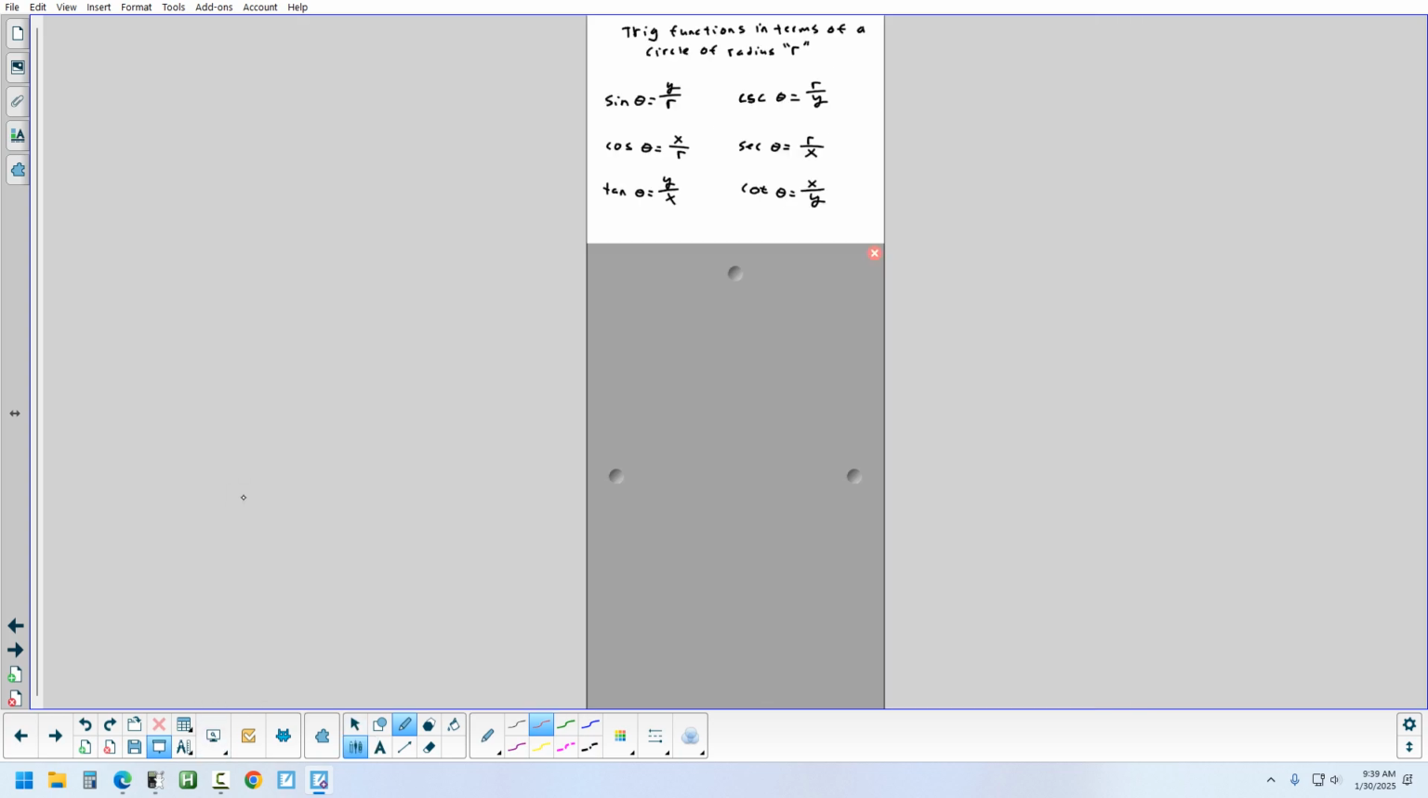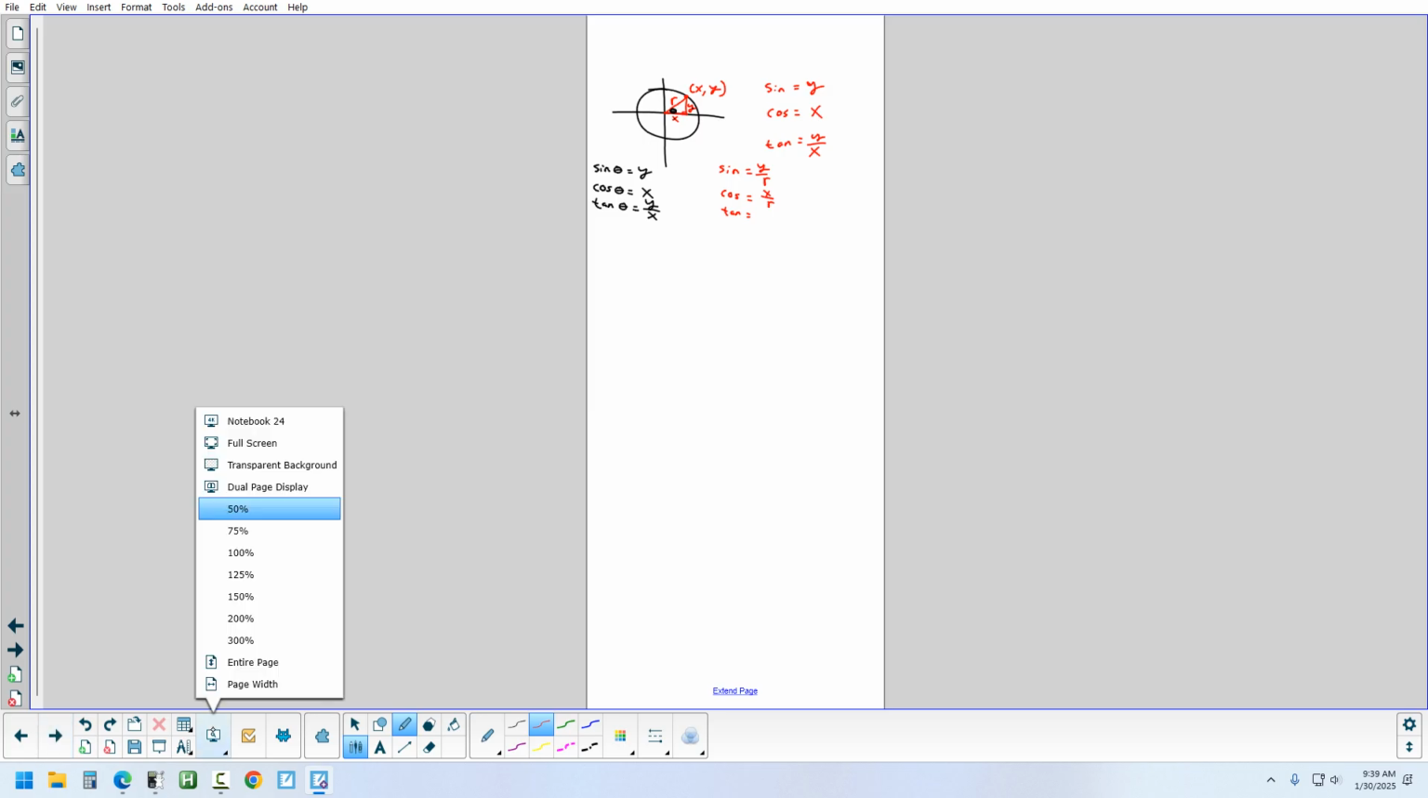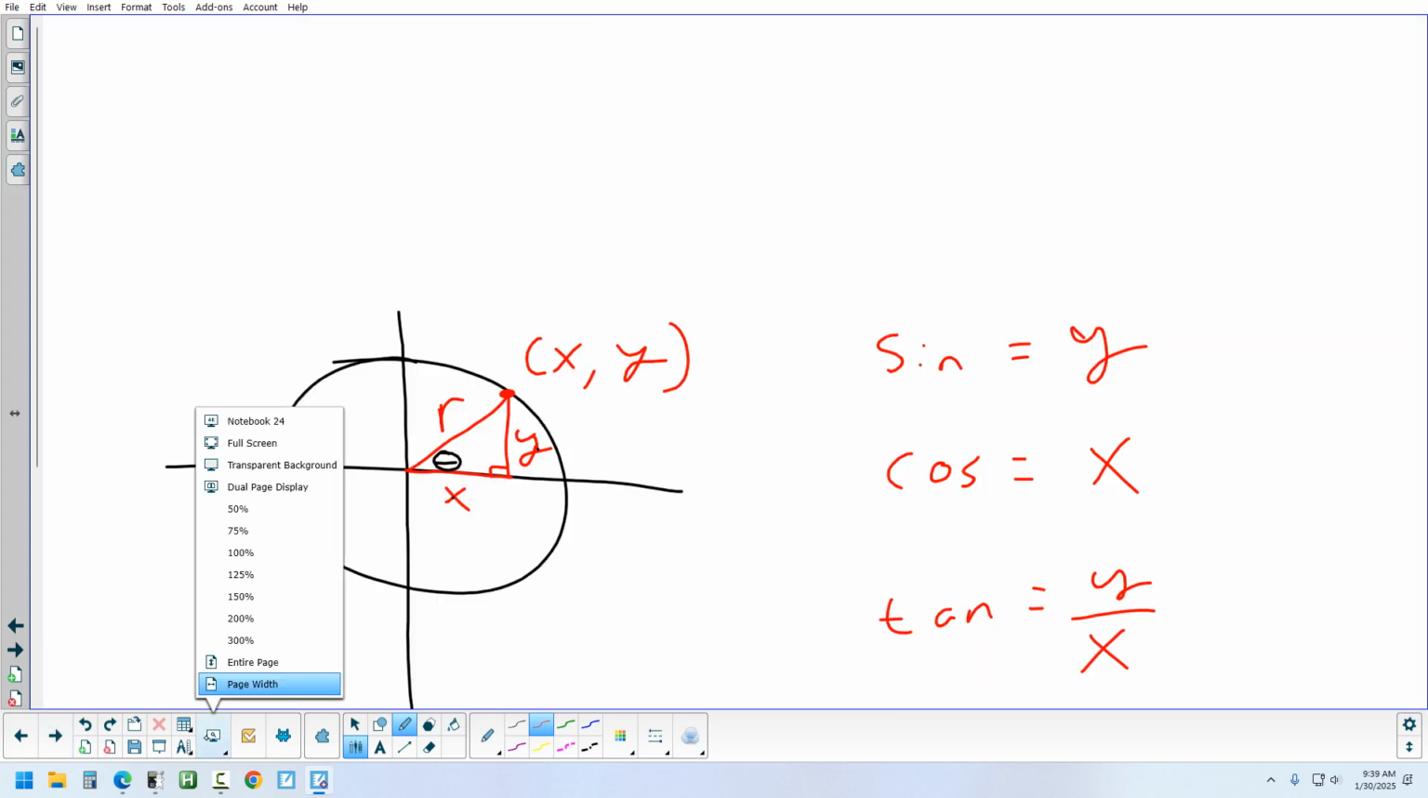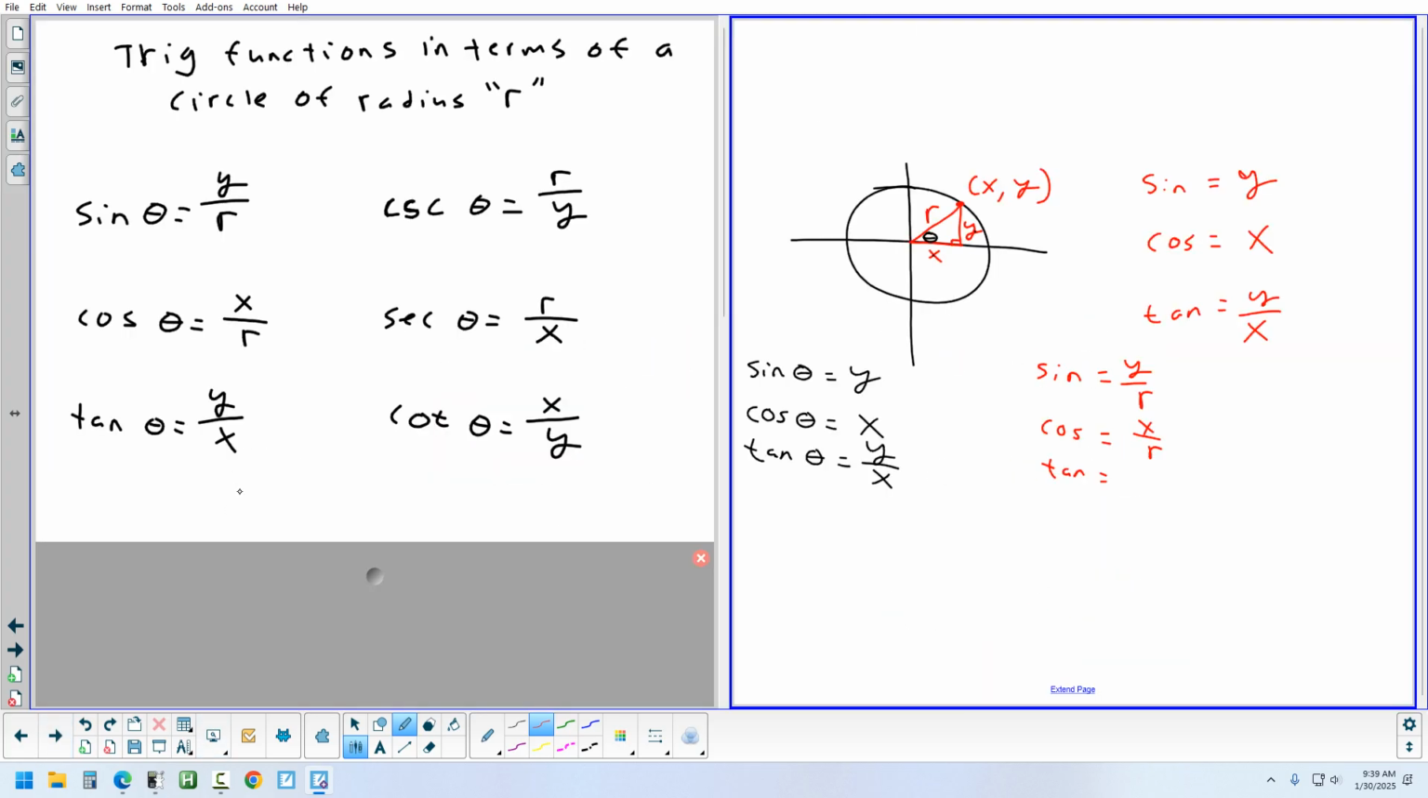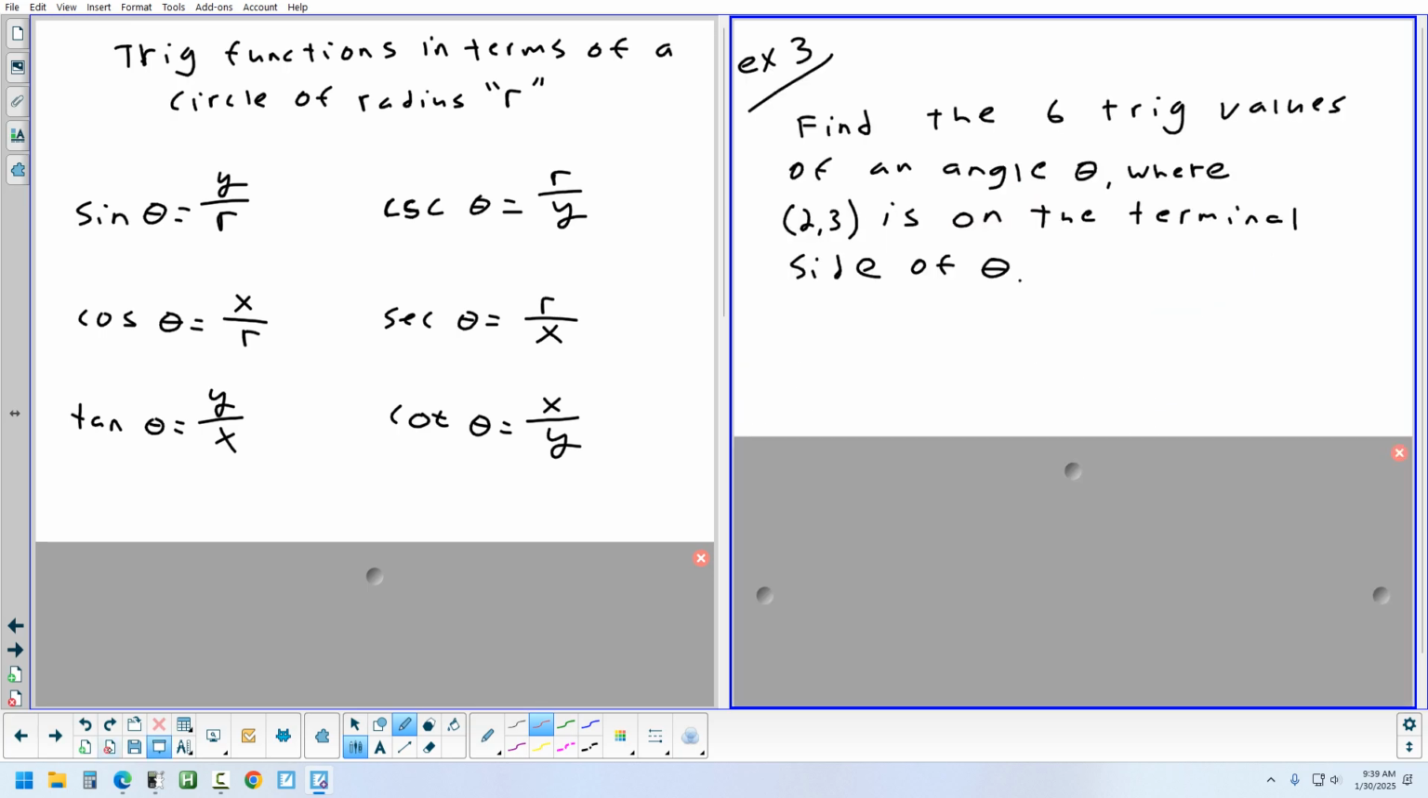So now, sorry, I'm making it hard to read. I want to look at this problem.